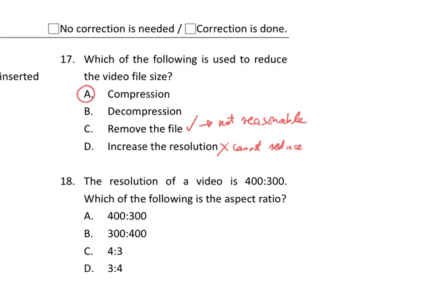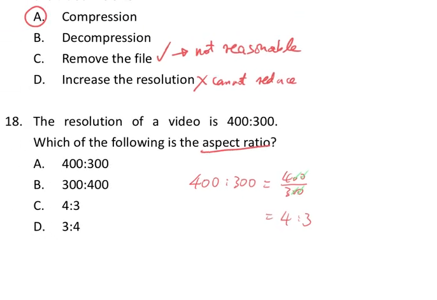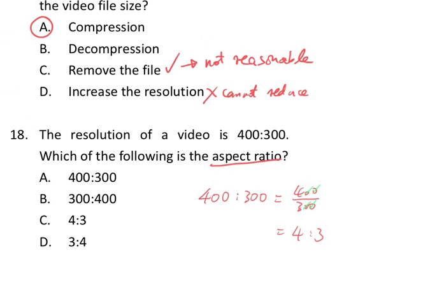At last, 400 by 300, the resolution is 400 times 300, so what's the aspect ratio? Aspect ratio can be found by simplifying the ratio. Maybe you can first change it into a fraction and then remove all the zeros, so the answer should be 4 to 3. The simplified format should be 4 to 3. The answer should be C.